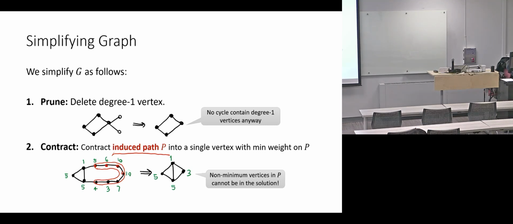Why is that? Because if any solution would like to pick a node with weight 10, then you could just pick this node with weight 3 instead. Because any cycle that goes through the node 10, like this cycle, must go through this node 3 as well. And you could just pick this node 3 with smaller weight. So you know that there's no way that any of these will be in the solution. You can just replace it with 3.